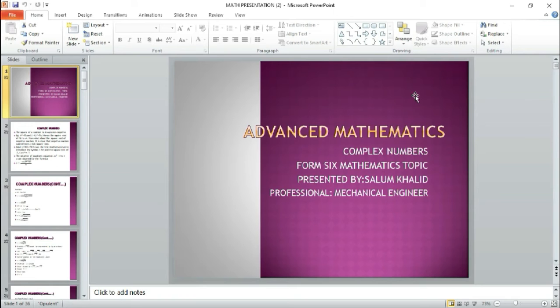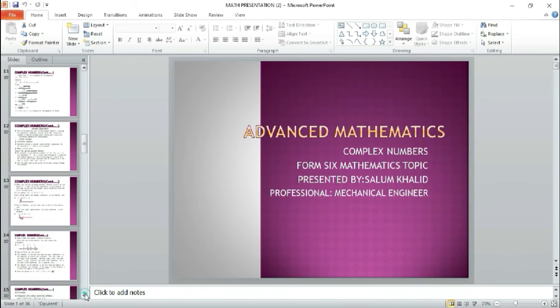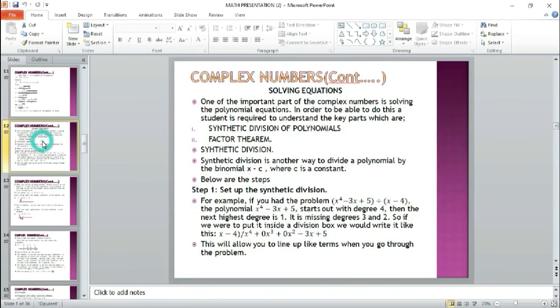Today I'm going to have the lecture on complex numbers. Previously, I have done the introduction of complex numbers, and we ended at slide number 10. So we are carrying on with the next part of the complex numbers.